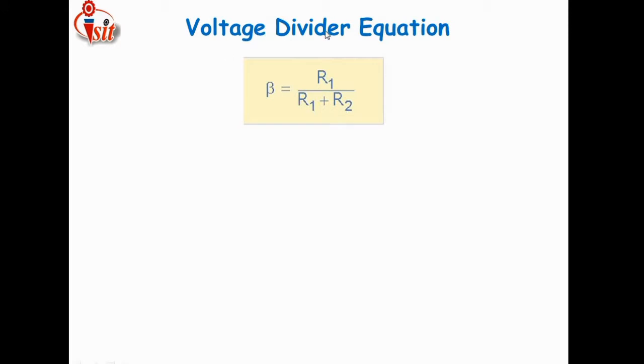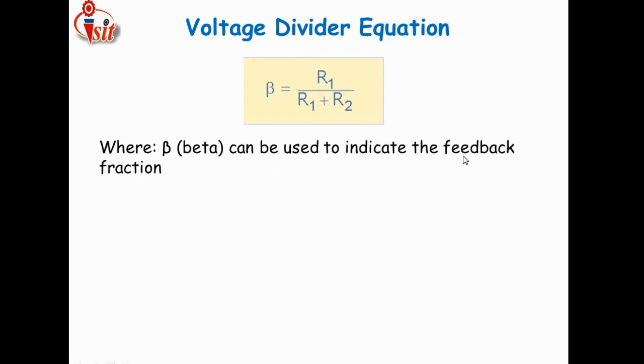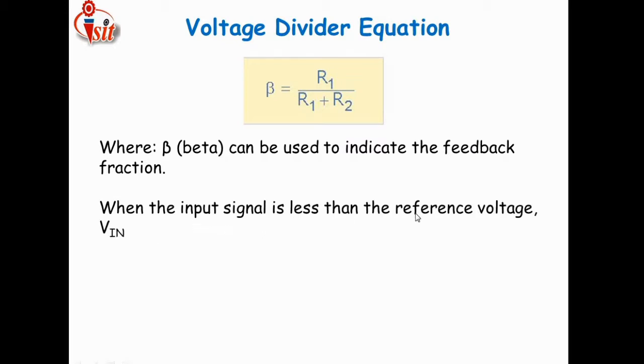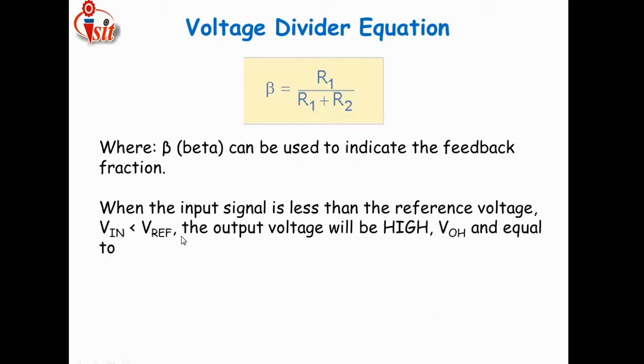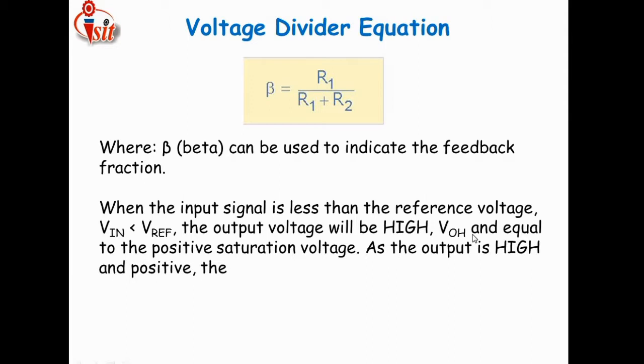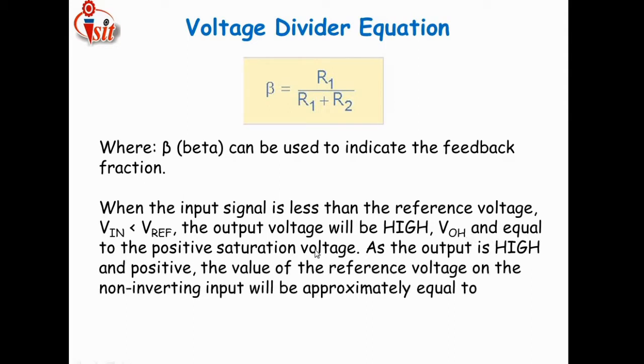This is the equation related to the voltage divider rule, where beta is used to indicate the feedback fraction. When the input signal is less than the reference voltage, that is Vin is less than V reference, what about the comparator output? The output voltage will be high, that is VOH, equal to the positive saturation voltage.